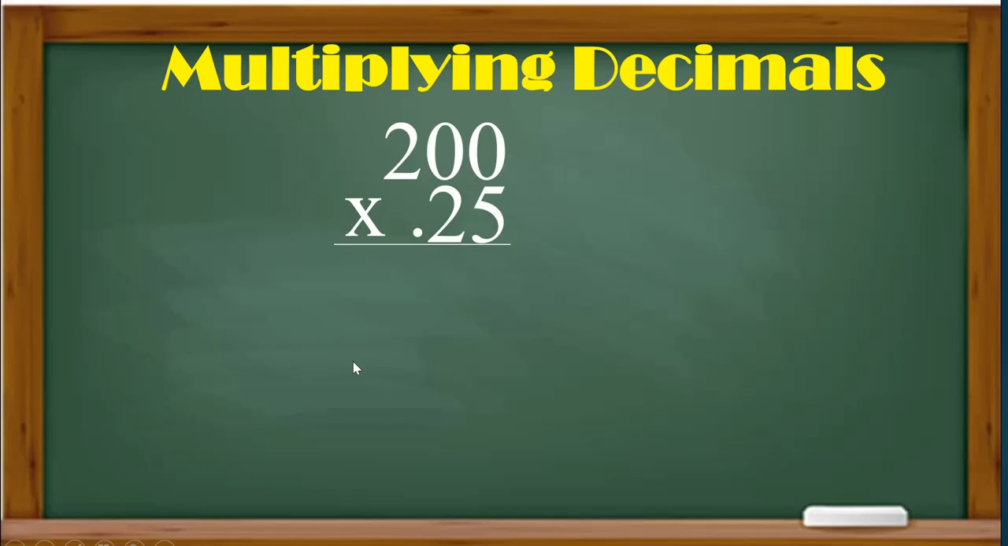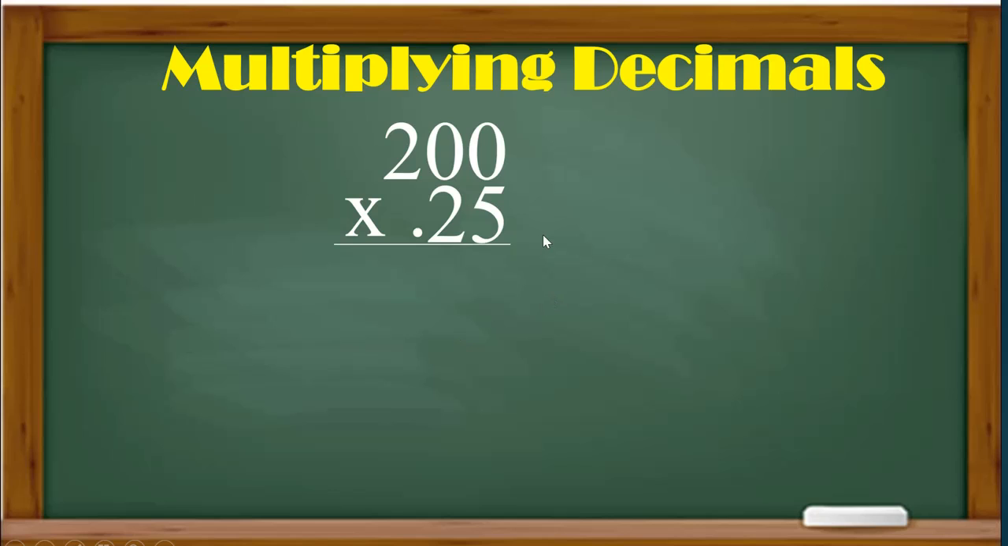Now it's your turn. Let us multiply 200 by 25 hundredths. What would be the first step? Yes, we write them vertically just like this one. And then, what is the next step? Yes, it is to multiply just like multiplying whole numbers.